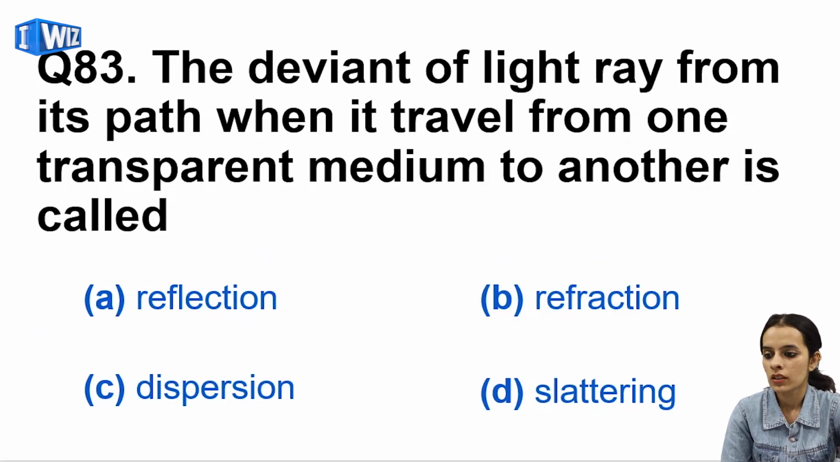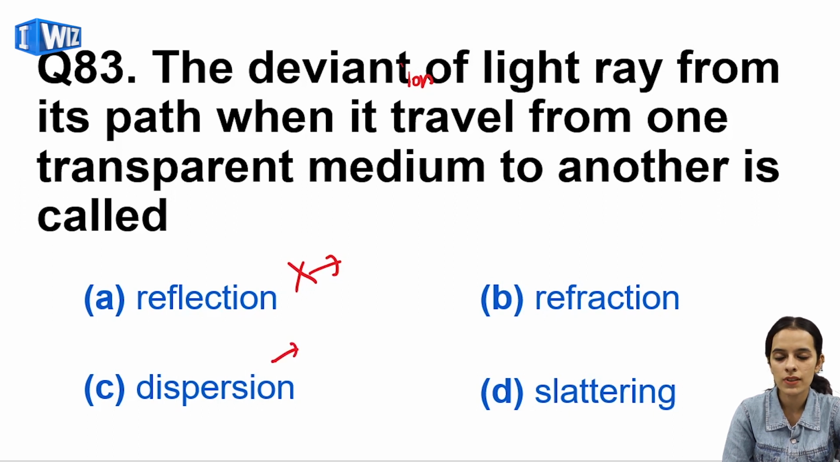Next, the deviation of a light ray from its path when it travels from one transparent medium to another is called deviation, meaning bending of a light ray when it goes from one medium to another. What do we call it? Reflection? No, reflection is bouncing back of a light ray. Refraction. Dispersion is splitting of a light ray into 7 colors. Scattering? No, scattering won't take place. So what is the right option? Refraction, because refraction is basically a bending of a light ray when it goes from one medium to another. Medium plays a very important role in case of refraction.